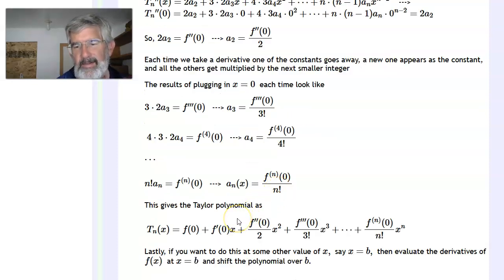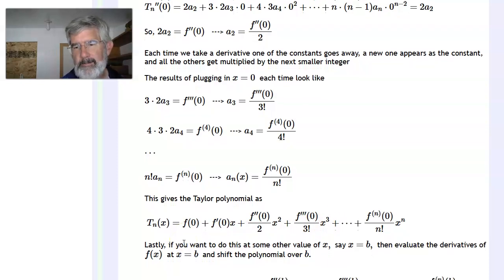And this gives us the Taylor polynomial. It was going to be a0 plus a1x plus a2x squared, and so the a0 was f of 0, and the a1 was f prime of 0, and the a2 was f double prime of 0 divided by 2, and so on. And so what I get is the Taylor polynomial centered at 0.